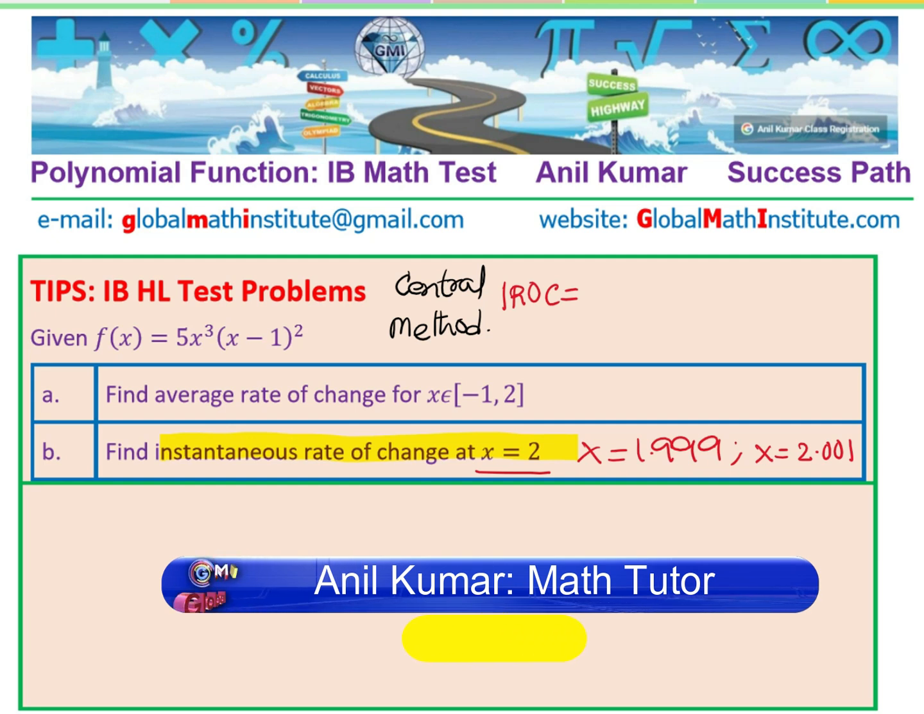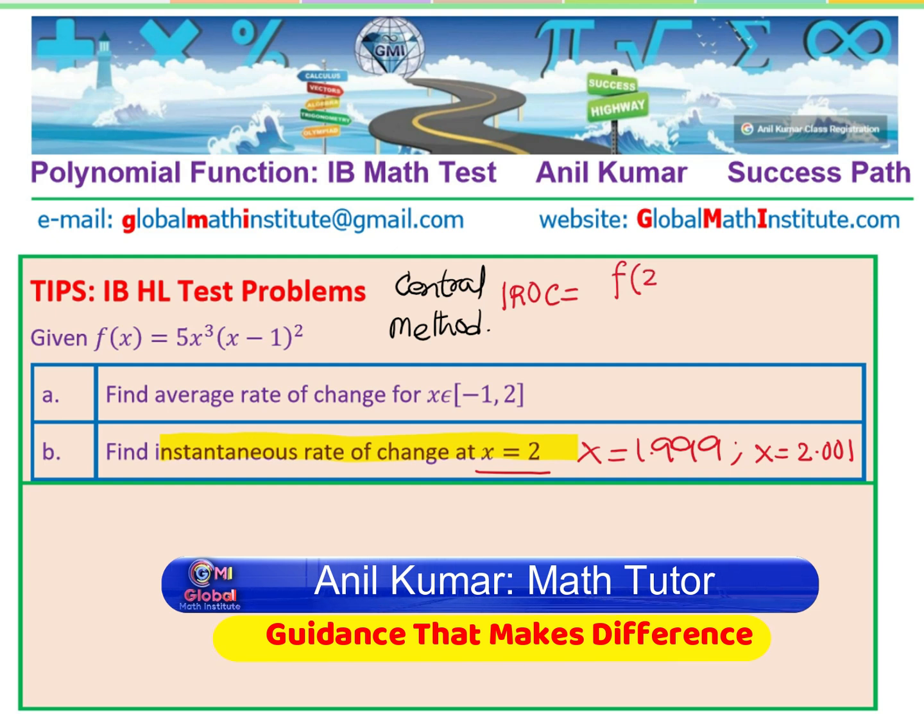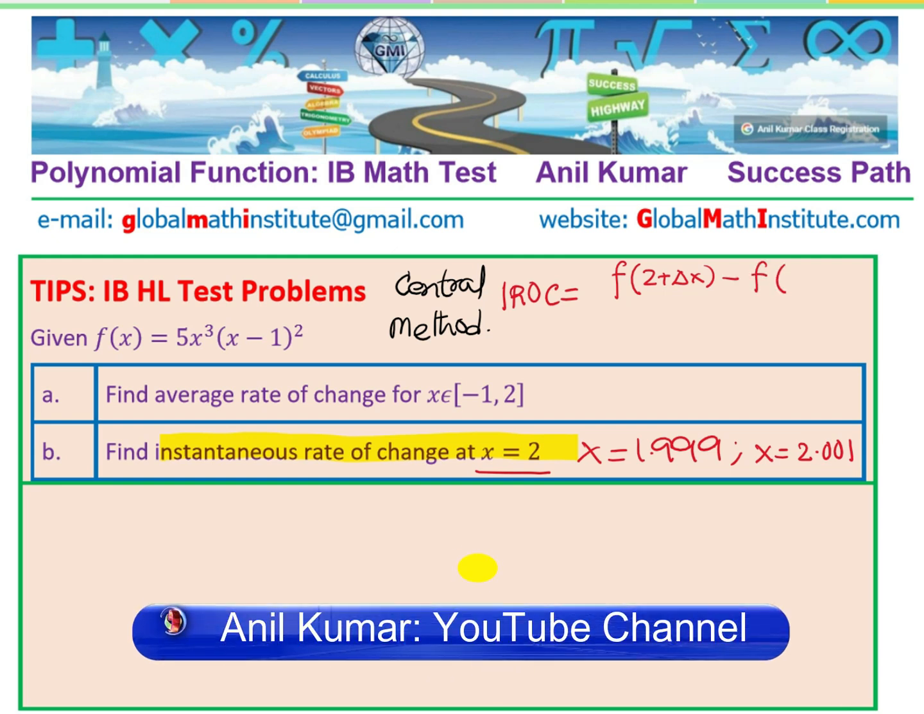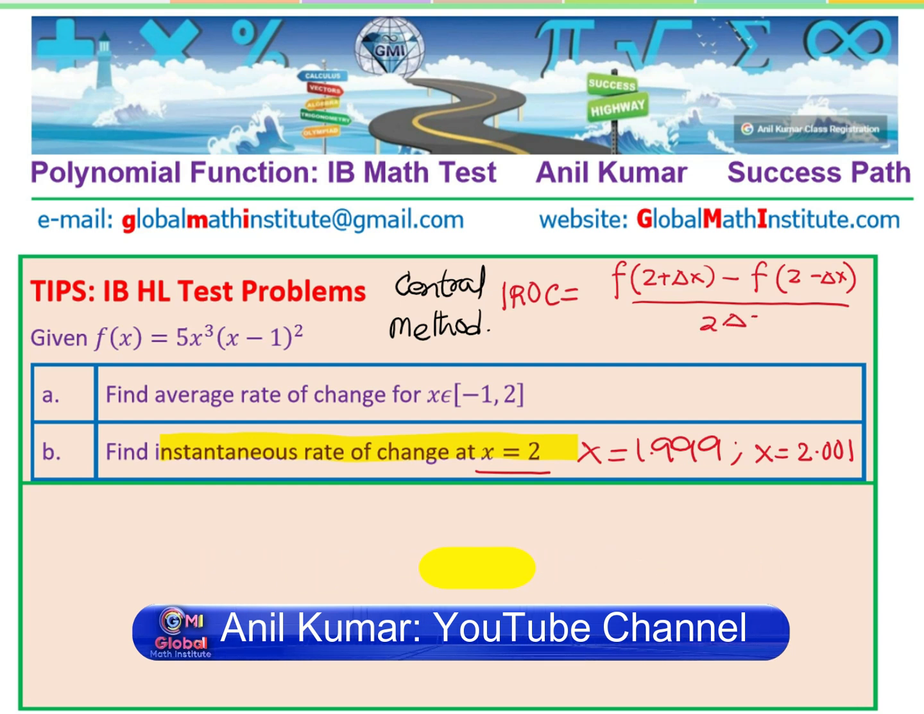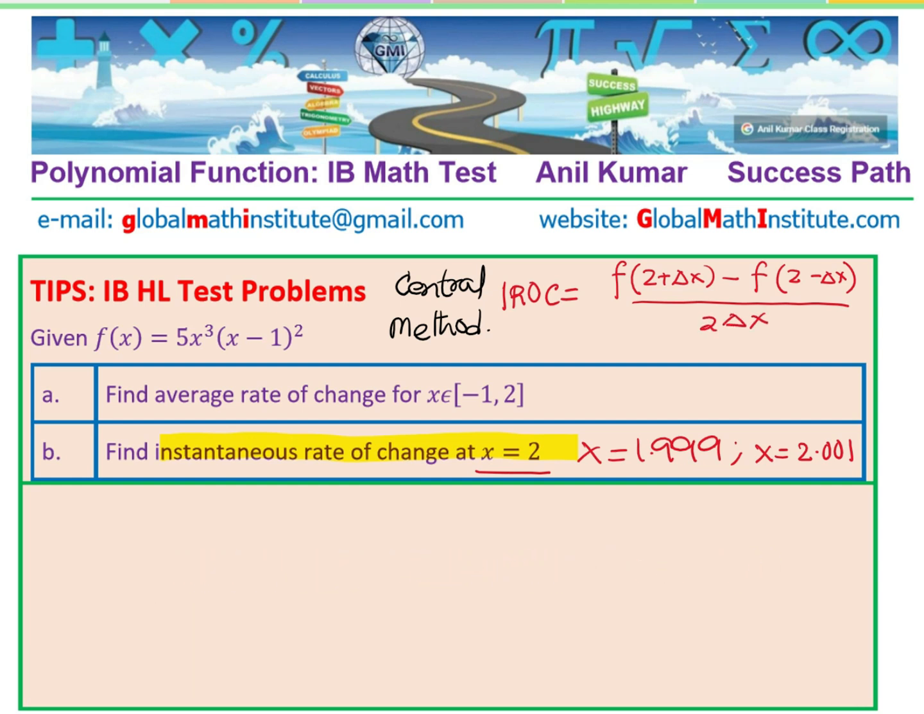So in this case, because the point is 2, we're writing the function as f of 2 plus some delta x value, right? Minus f of 2 minus delta x value, correct? And when you divide this, between 2 plus delta x and 2 minus delta x, we get 2 times delta x in the denominator, and that gives you the instantaneous rate of change. Perfect.